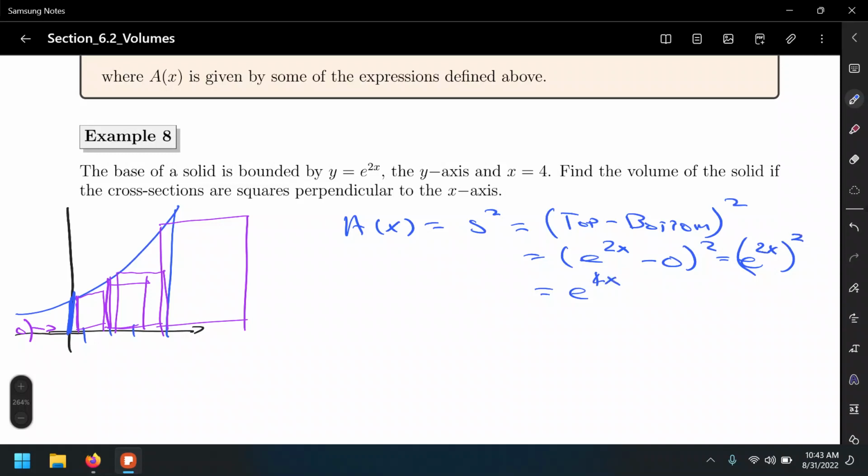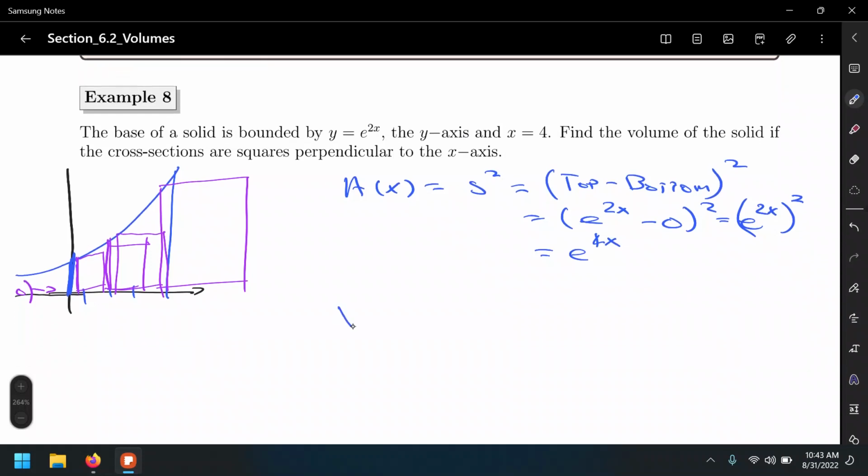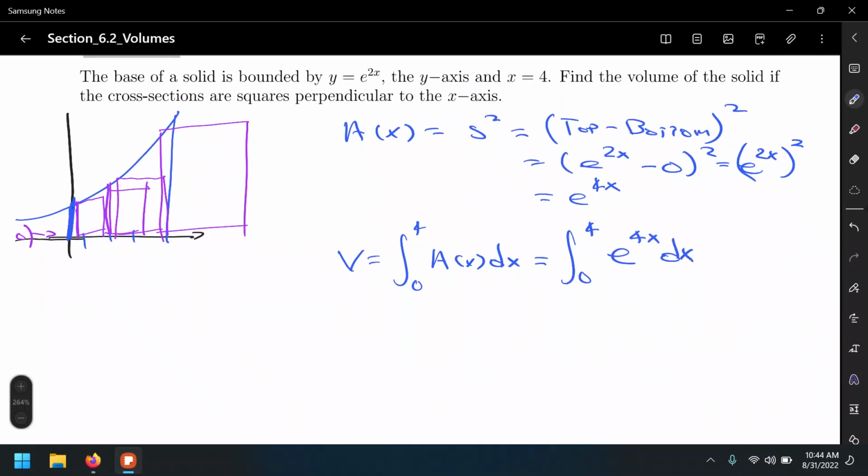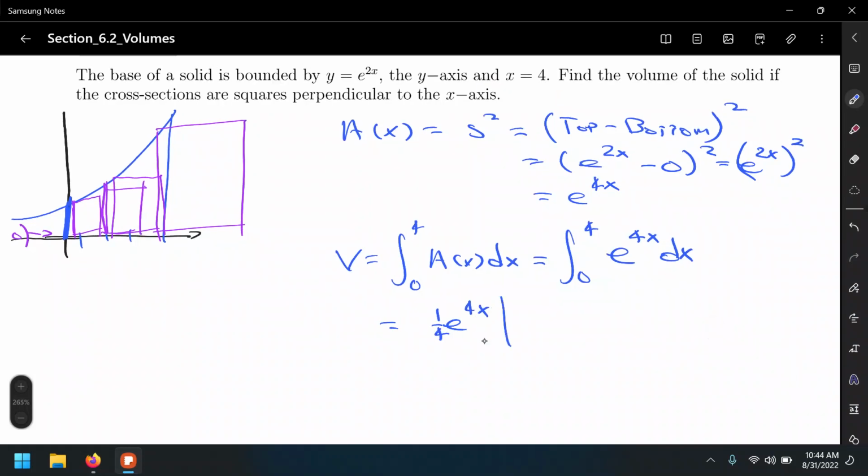Okay, so we have a function to integrate in this case. So the volume will be the integral. The limits of integration in this case are given. It's going to go from 0 to 4 of A of x with respect to x, and this is the integral from 0 to 4 of e to the 4x with respect to x. And the integral of e to the 4x is e to the 4x times 1/4, evaluated from 0 to 4. All right.